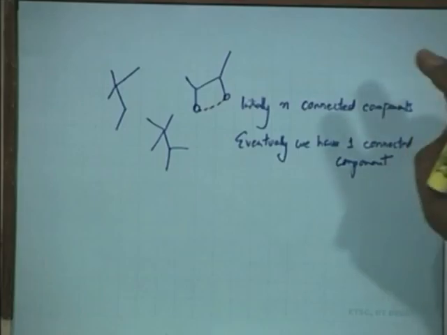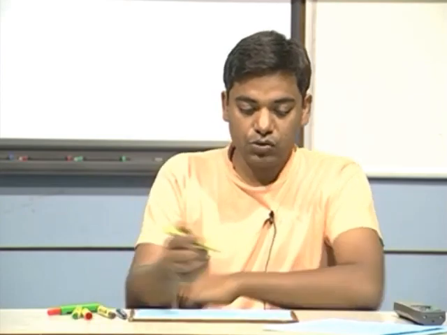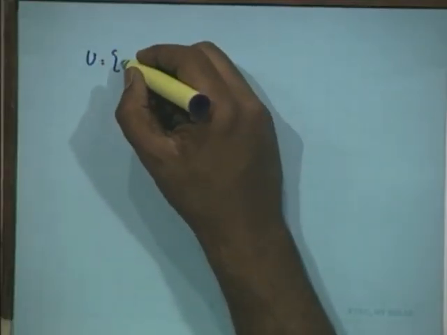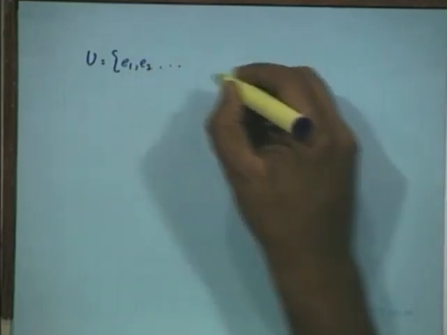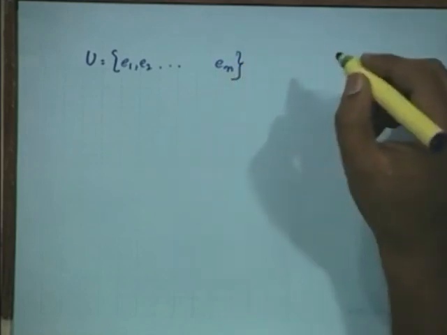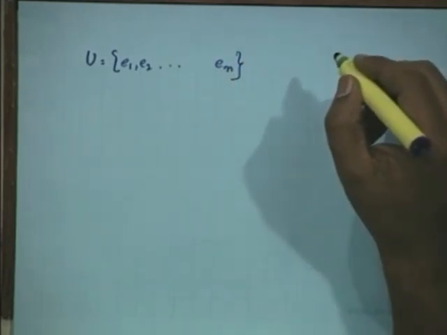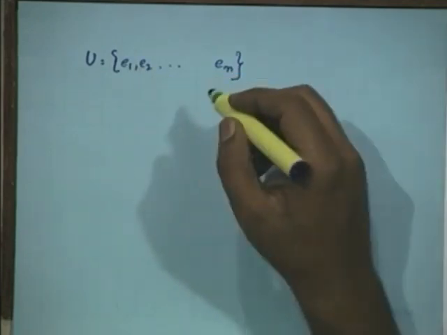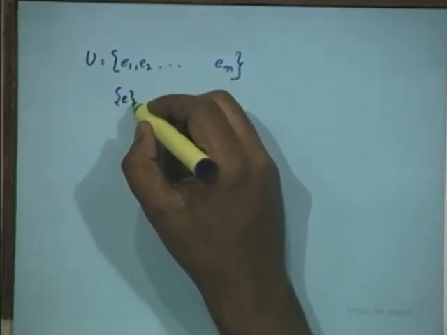Okay. So, I am going to abstract this problem out, and capture it as a problem on maintaining a collection of disjoint sets. So, what is the setting now? I have a universe of elements. Let us say I have elements E1, E2, ..., EN. Let us say these are N elements in my universe, right? Initially, each of these elements is a set in itself.